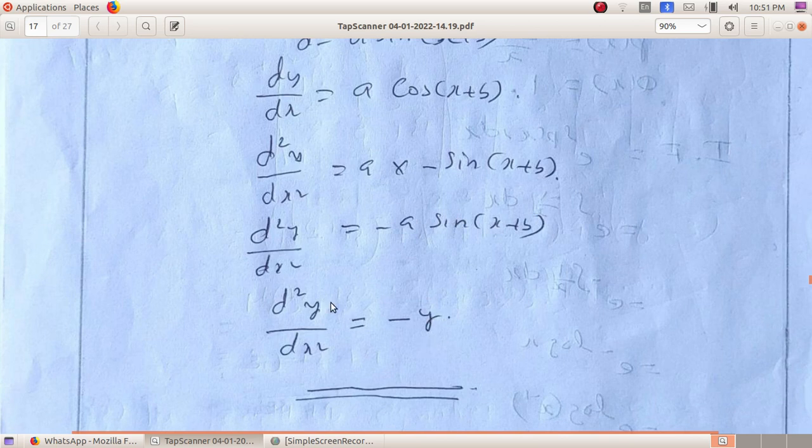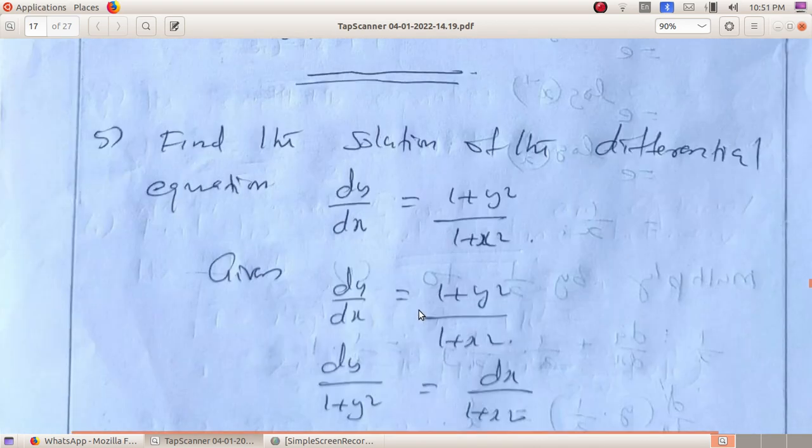So minus 5. This is the answer. d square y by dx square equal to minus y, this is the question. Minus 5. Find the solution of the differential equation dy by dx is equal to 1 plus y square divided by 1 plus x square.